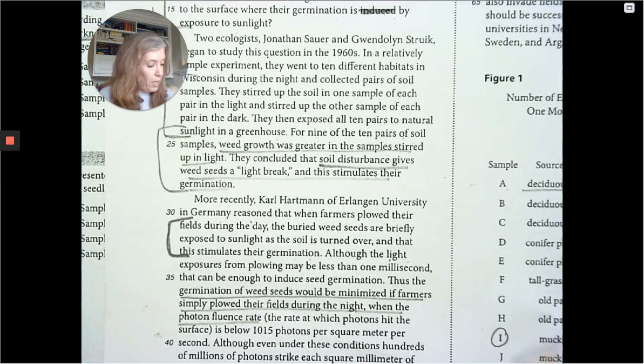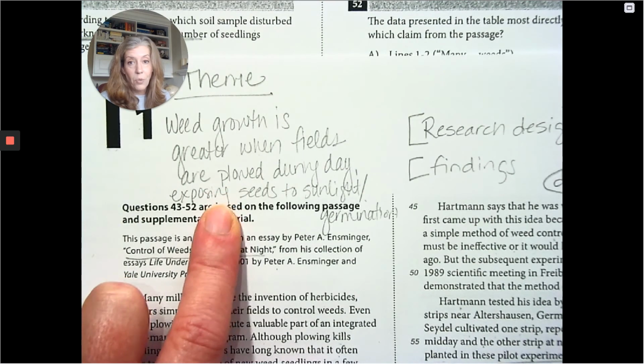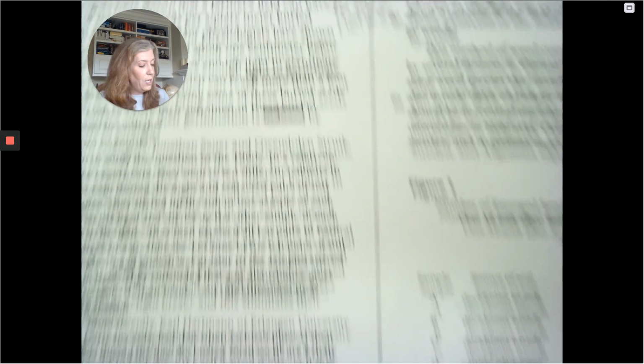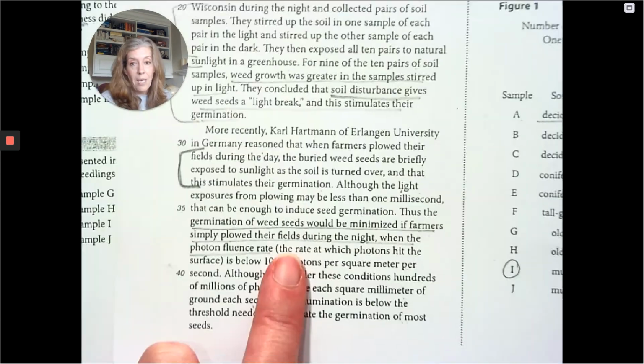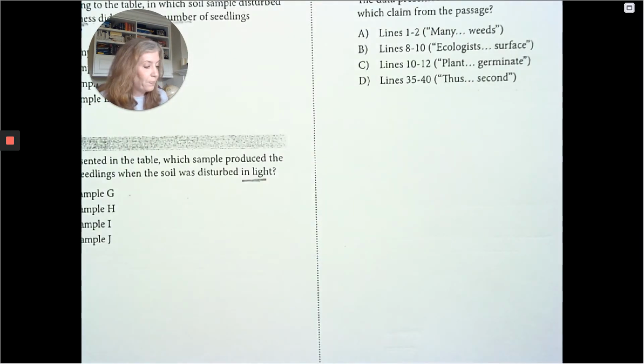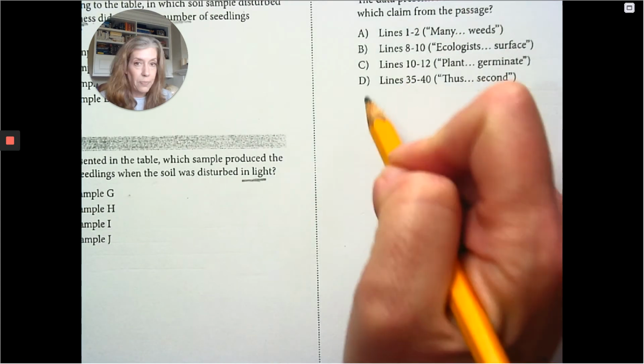Line 35 to 40, thus the germination of weed seeds would be minimized if farmers simply plow their fields during the night when the photon influence rate is below. Okay, so plowing at night per square meter per second. That's our theme. Weed growth is greater when fields are plowed during the day, exposing seeds to sunlight and germination. It would be minimized if they simply plowed at night. So we're going to go with D.